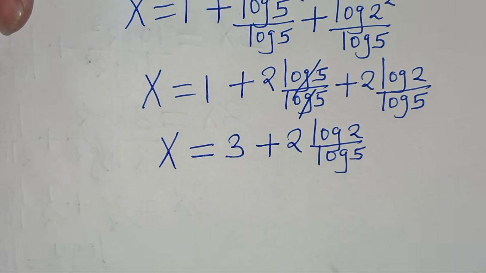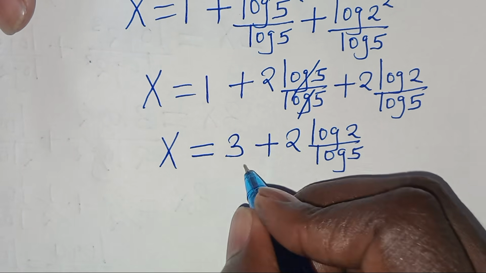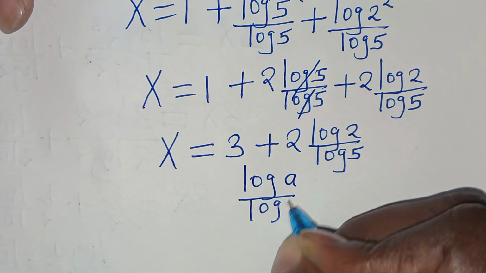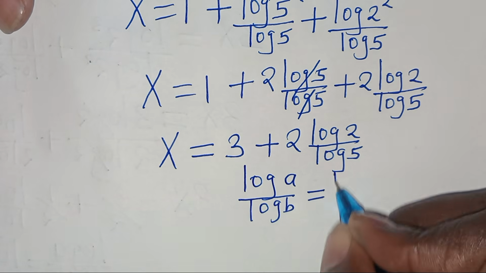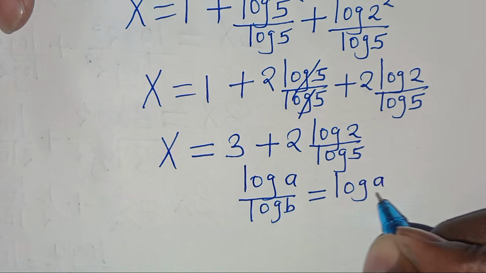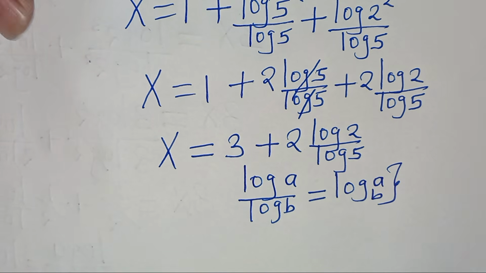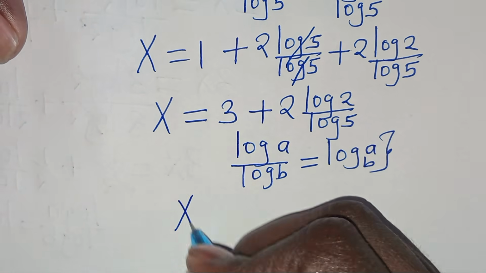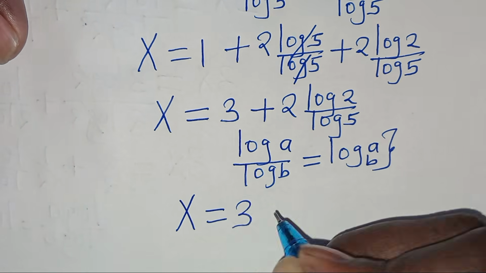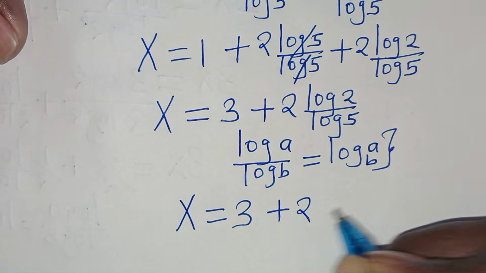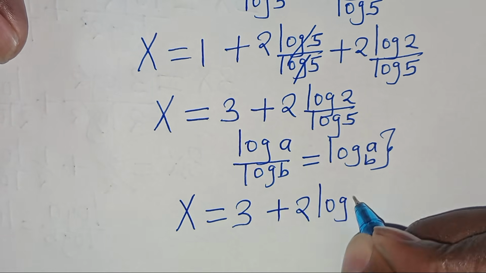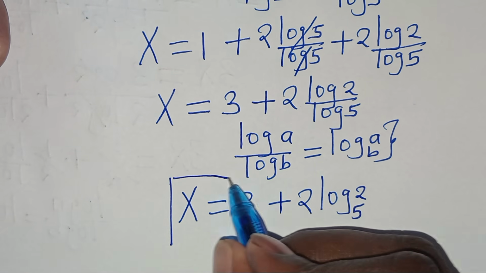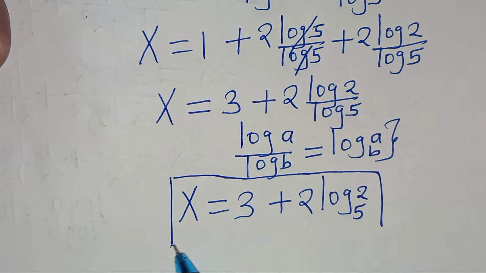The next step is that we have log 2 over log 5. This is of the form log a divided by log b, which we can express as log a to base b. Applying this logarithm property, x is equal to 3 plus 2 log 2 to base 5. Now, this is the value of x.